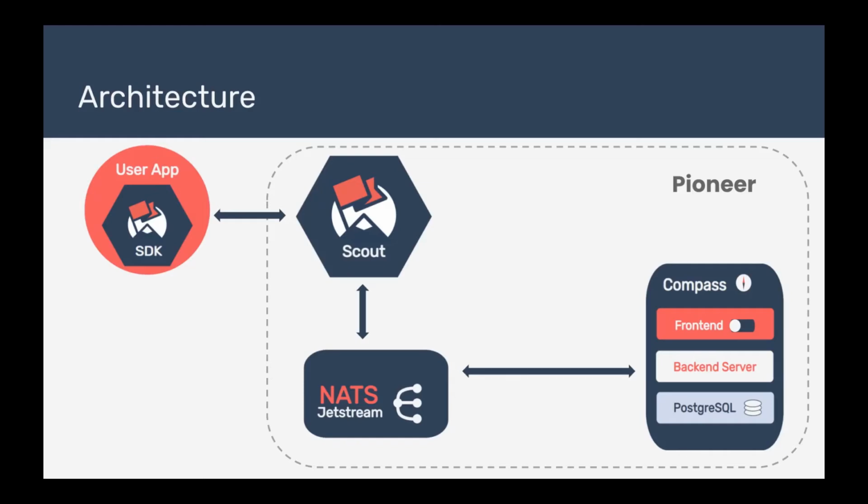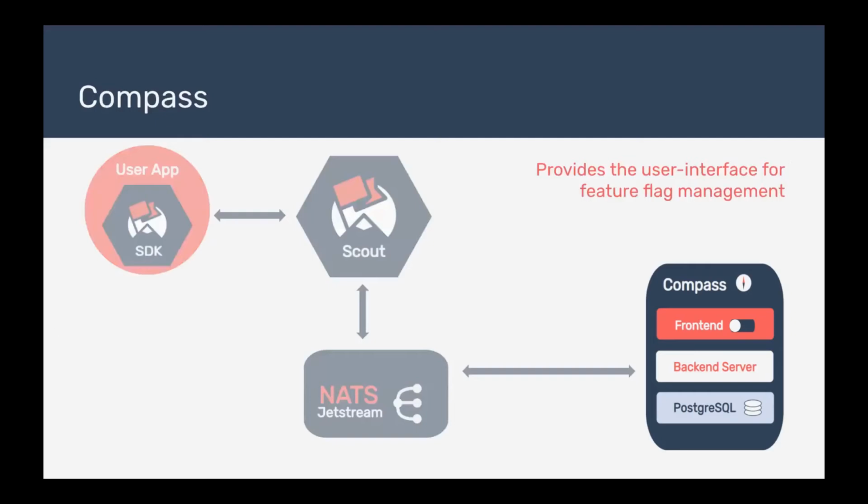Let's now take a look at each of the components and the role that they play. Compass is Pioneer's primary application for managing feature flags. The front end of the application provides a user interface that allows users to view, create, update, and delete feature flags.